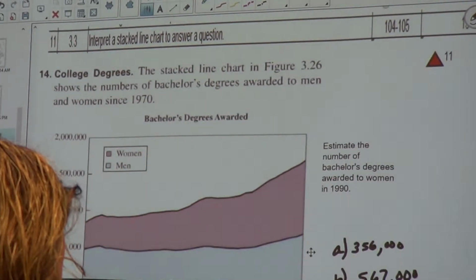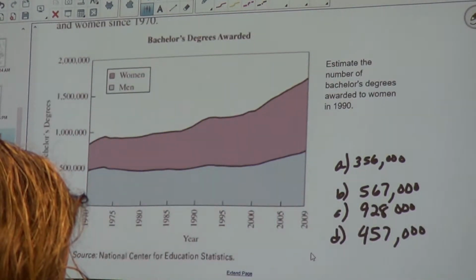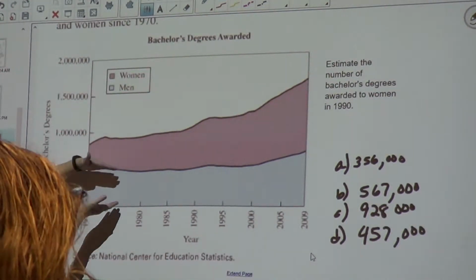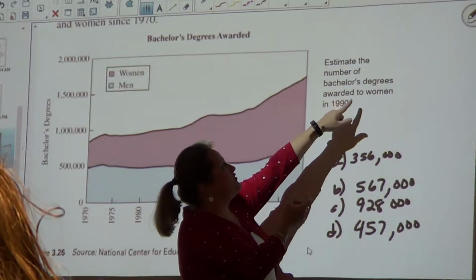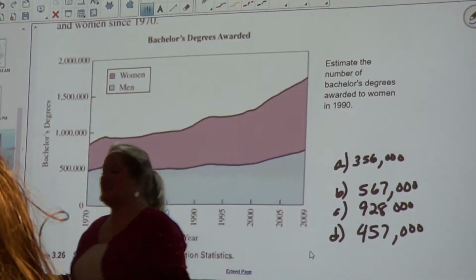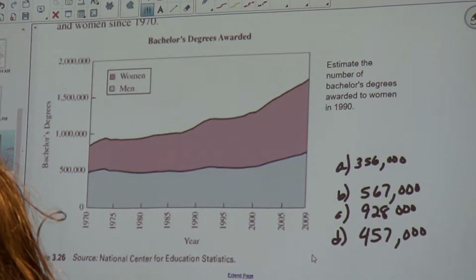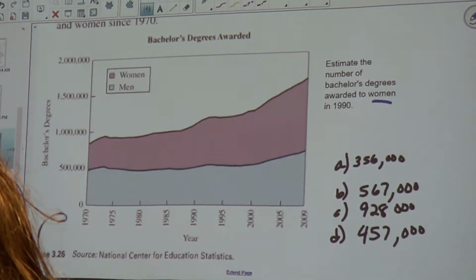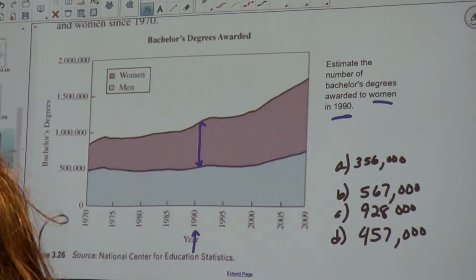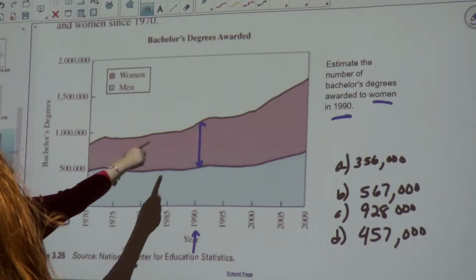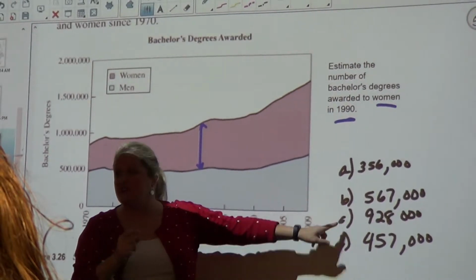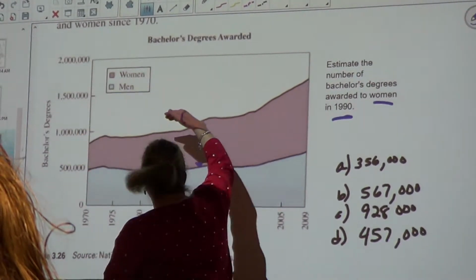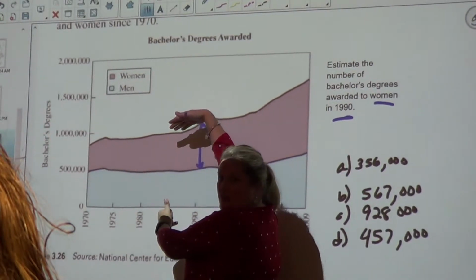Interpret a stacked line chart. This is where we put them on top of each other. So remember, this is just the men, this is just the women, this is total. So the question says, estimate the number of bachelor's degrees awarded to women in 1990. So the first thing we're going to do is go to the women and go to 1990. So technically, I'm looking at from here to here only. I cannot come straight over. Because, y'all, I put that answer there because a lot of people will come straight over. But remember, that answer represents the men and the women.